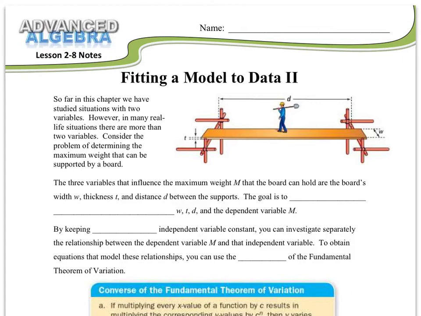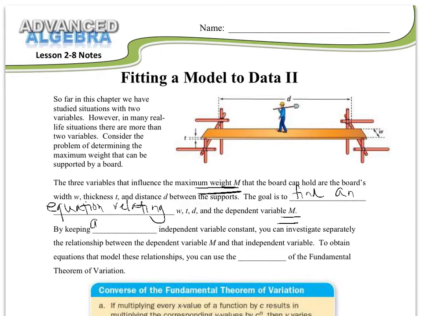Consider the problem of determining the maximum weight that can be supported by a board. The three variables that influence the maximum weight m that the board can hold are the board's width, w, thickness, t, and distance d between the supports. The goal is to find an equation relating w, t, d, and the dependent variable m, which we said was that maximum weight.